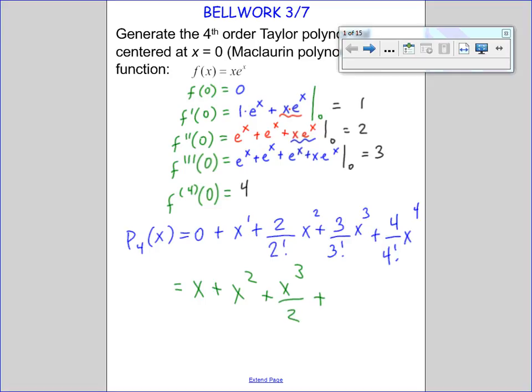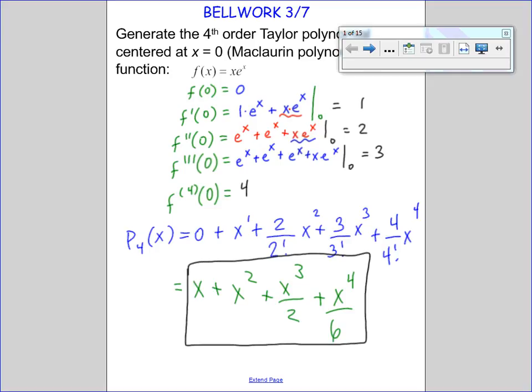And my final term, I get x to the 4th over 3 factorial, which would be x to the 4th over 6. All right, moment of truth. Go ahead and raise your hand if you had the 4th order Taylor polynomial correct. That's where you need to be as a result of our activity thus far. Nice job, you guys.